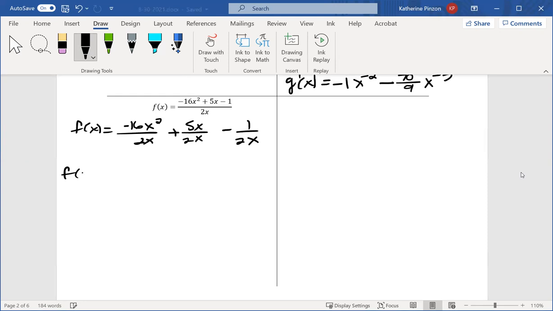Now I'm going to simplify. Okay, negative 16 divided by 2 leaves me with negative 8. X squared divided by x leaves me with x. So I get negative 8x plus. In the second term, I have x's in the top, x's in the bottom. So I'm left with 5/2 minus, this guy's as simple as he can get, 1 over 2x.